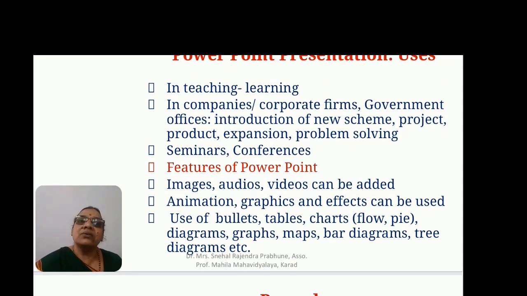It has great uses in teaching learning, as we just discussed, and it can be used in companies and corporate firms, government offices for introduction of a new scheme, say for an introduction of a new project, a product, or expansion of the firm, or it may be even used in problem solving.